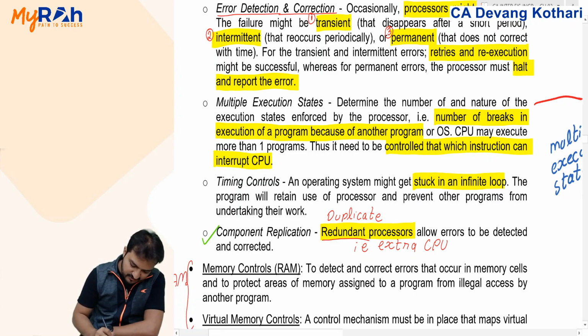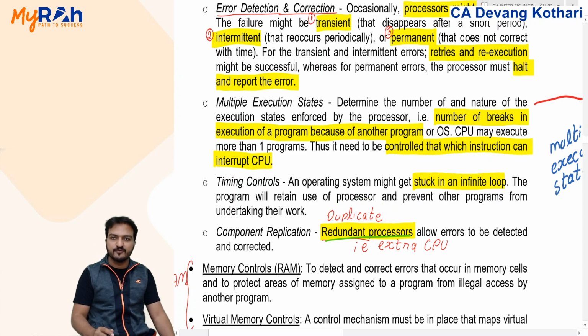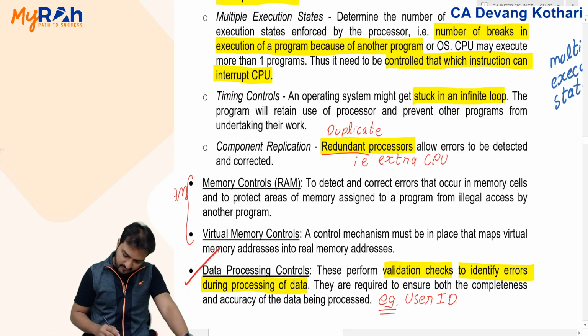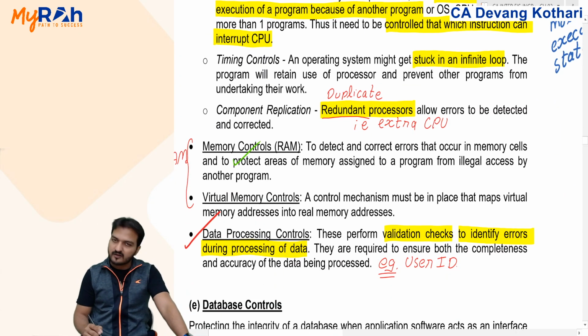Component replication. Replication means duplication. Redundant means duplication. Many computer systems will contain a redundant processor, meaning an extra CPU, more than one CPU in your computer, so that better, faster processing can happen. Memory controls are basically controls pertaining to RAM. Virtual memory controls are also controls pertaining to virtual memory.